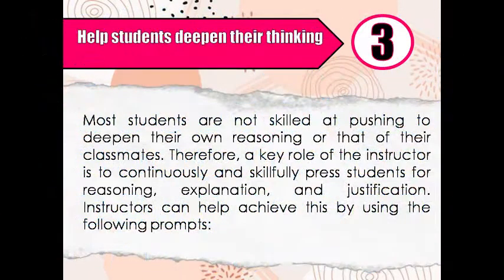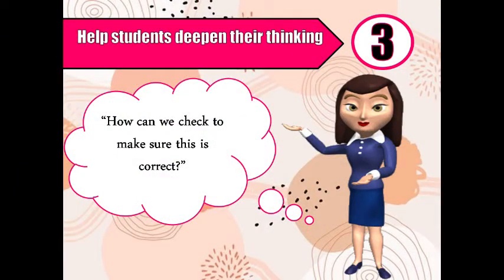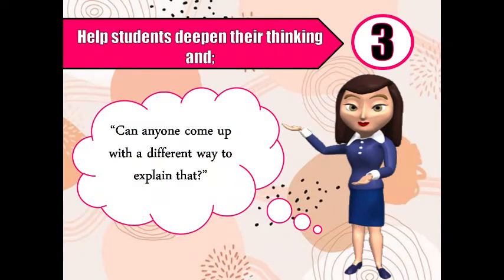The third goal states, help students deepen their thinking. Most students are not skilled at pushing to deepen their own reasoning or that of their classmates. Therefore, a key role of the instructor is to continuously and skillfully press students for reasoning, explanation, and justification. Instructors can help achieve this by using the following prompts. How can we check to make sure this is correct? Can anyone come up with a different way to explain that?